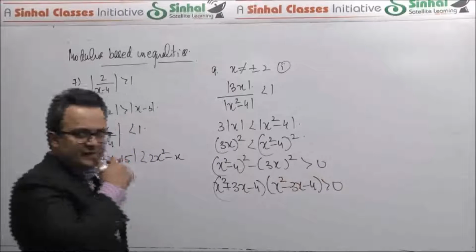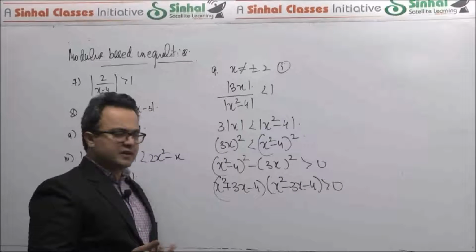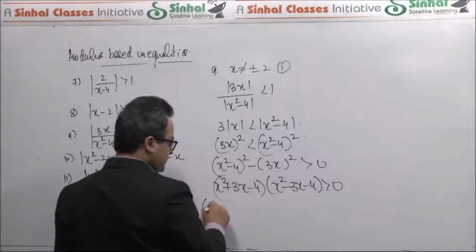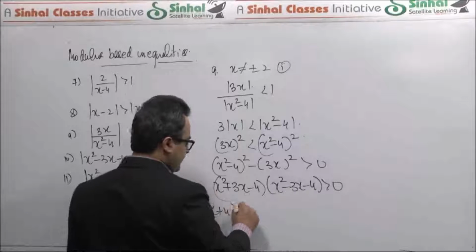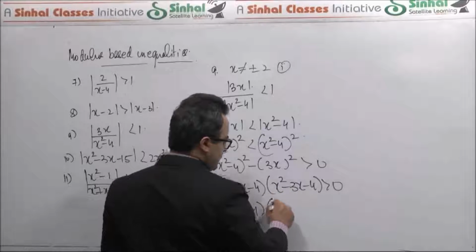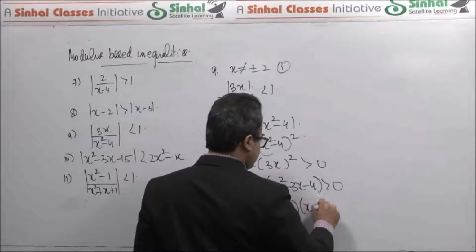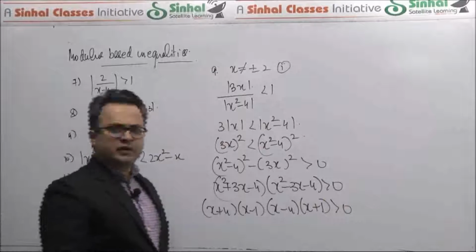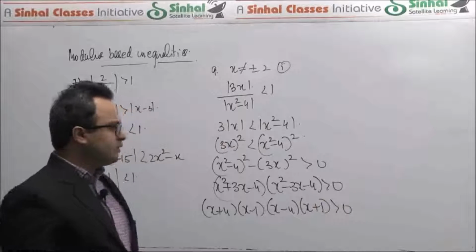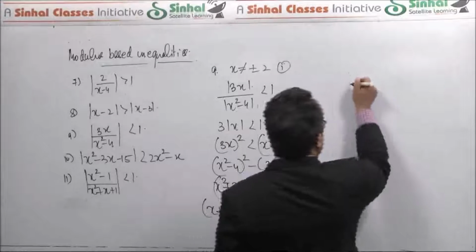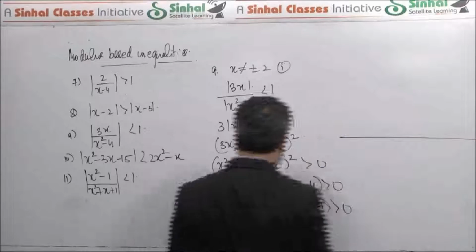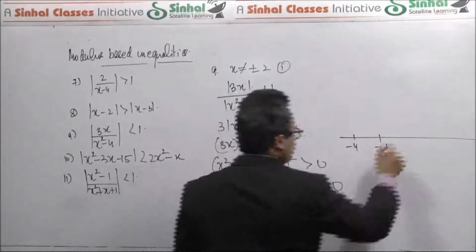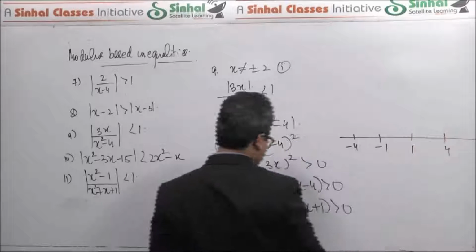And at this stage we could now obviously use the wavy curve method. You have a rational polynomial expression, factorize it further. So this is x plus 4 into x minus 1. This is x minus 4 into x plus 1. Right, so we have a product of 4 linear factors greater than 0, so it's easily solvable. So by the wavy curve method, what are the critical points over here? Minus 4, minus 1, 1, 4, powers are anyway 1.